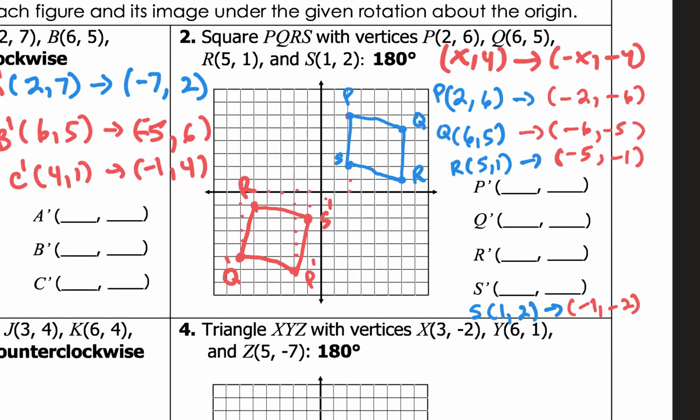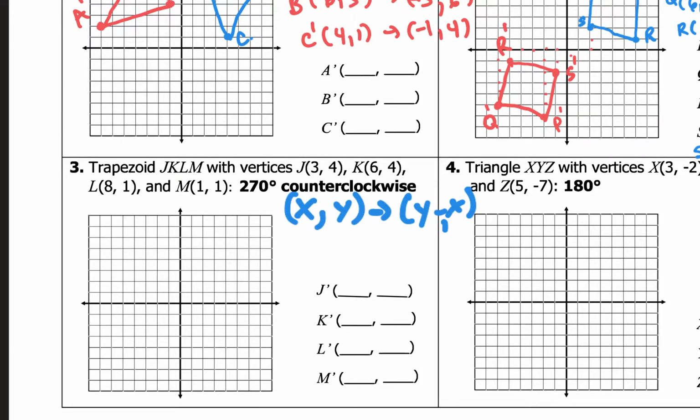So I just went ahead and wrote down the new coordinates of R prime, S prime, Q prime, and P prime. So now we're going to rotate 270 degrees counterclockwise. So for example, we have J, which is 3, 4. 1, 2, 3, 1, 2, 3, 4. That's J. Now to find J prime, we're going to switch the x and the y. So in this case, it's going to be 4, 3, and now we're going to make the y value negative.